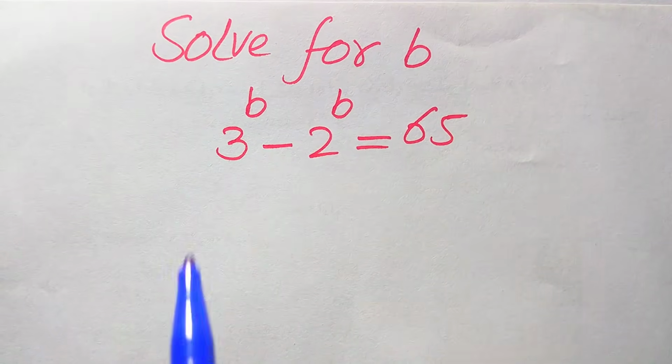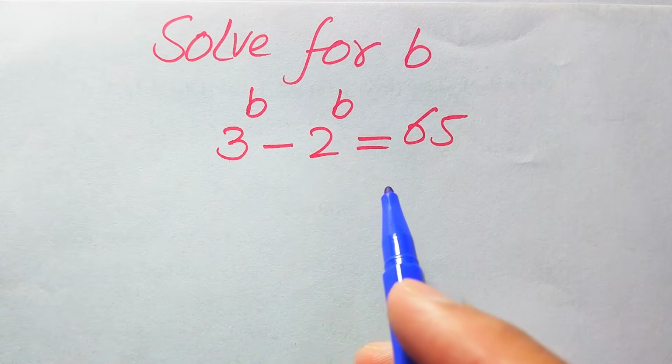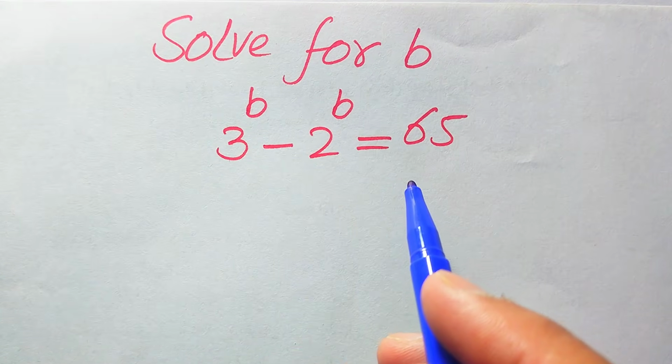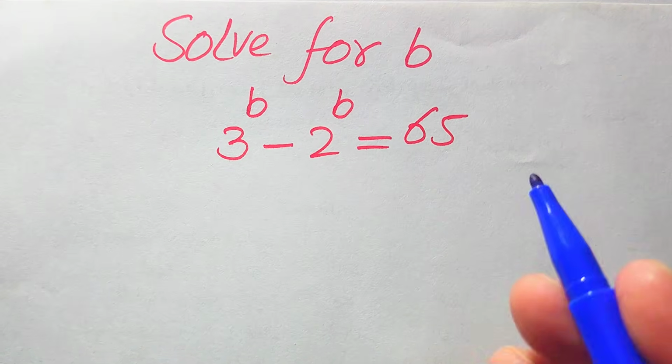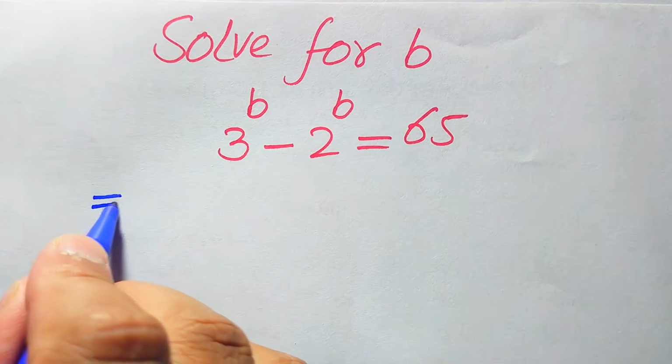So here we have 3 to the power of b minus 2 to the power of b equals 65, and we solve this problem for all the values of b. First we need to find all the roots of this equation, and at the last we will verify which of the roots are solutions and which of the roots are extraneous roots.